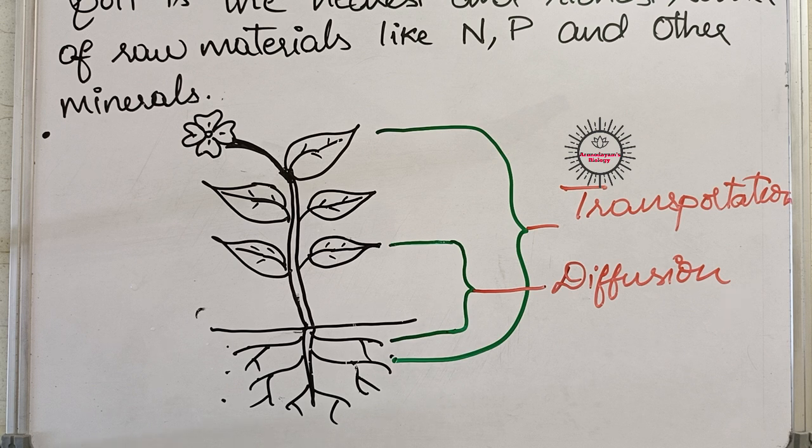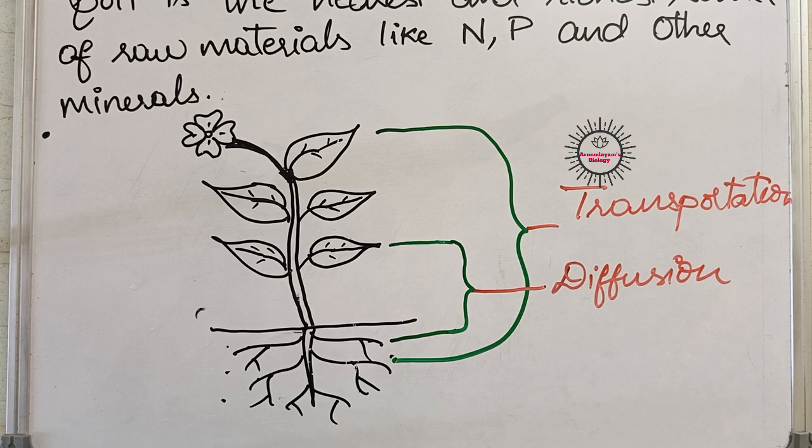Then what in case of tall trees? Some trees are really tall, like 100 to 200 feet, just like eucalyptus plants. They are 100 to 200 feet in length. So in case of those tall plants, this diffusion process is not enough to transport the ions or minerals from soil to the tip of the tree. Isn't it? The roots are present in the soil and their stems and leaves will be present at the top of the stem. Isn't it?